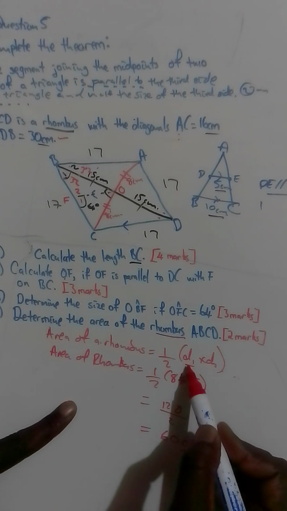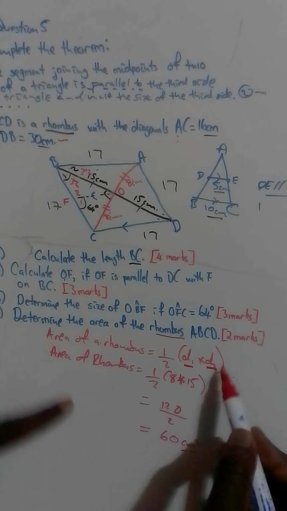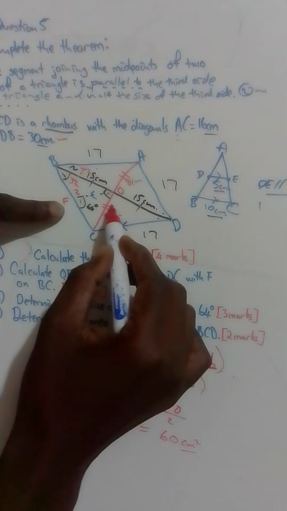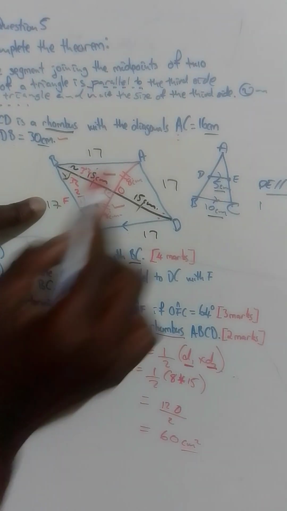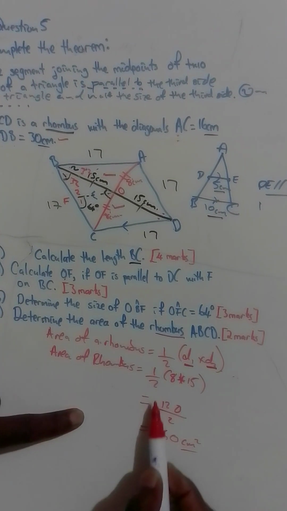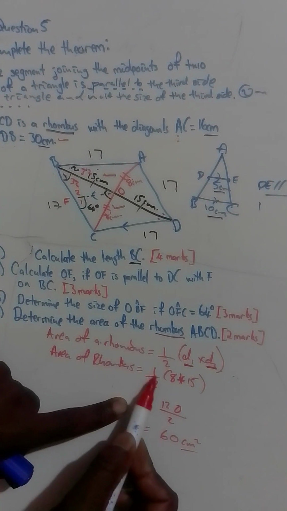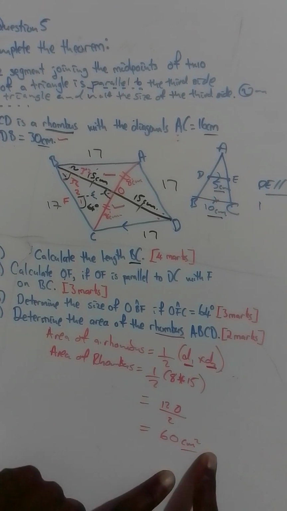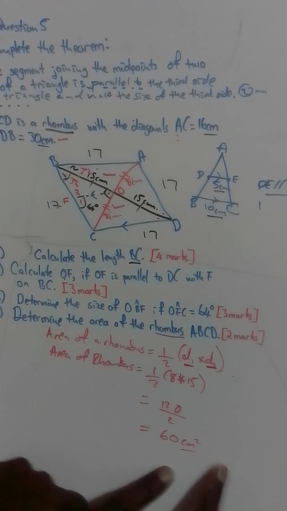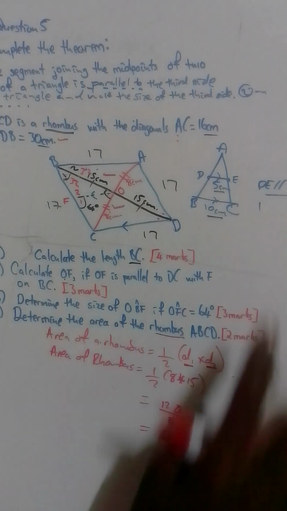What did I say? I said diagonal 1 multiplied by diagonal 2. This is diagonal 1, which is 8 centimeters. Diagonal 2 is this 15 centimeters. I multiplied those two, then they gave me 120, and then I said half, which is half of 120 is equal to 60 square centimeters. And just like that, we are done.